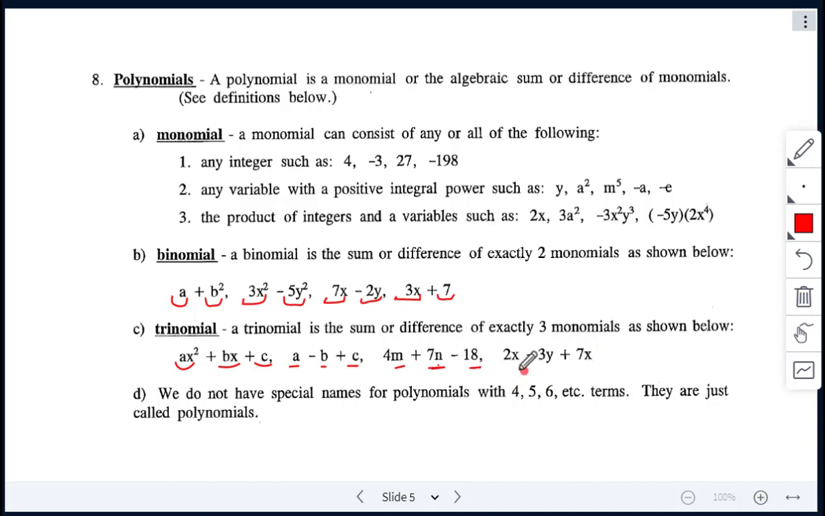And same thing with the last one, 2x minus 3y plus 7x. Three terms, therefore a trinomial. All right, after that, if we get into polynomials that have 4, 5, 6 or more terms, then they are just called polynomials. So you do need to be able to differentiate between a monomial, binomial, or trinomial, and then when it is a polynomial. Poly meaning many.